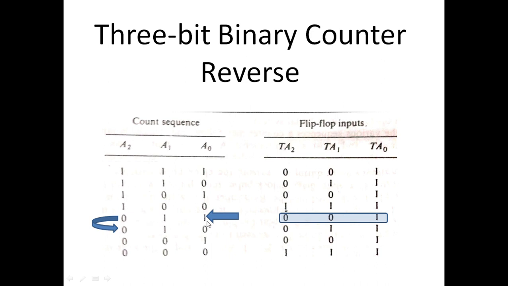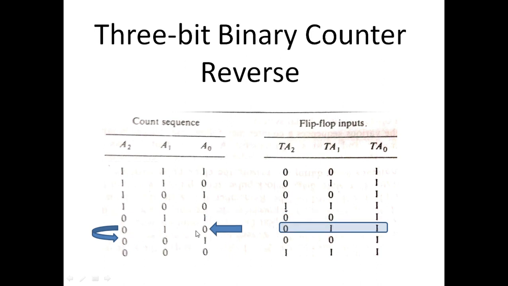Current state is here, 0, 1, 1, and we want to come here from 3 to 2. We have to toggle this. We have to keep the state. We have to keep the state. That means we have to provide 0, 0, 1. 0, 0, 1 is the input to the 3 flip-flops.